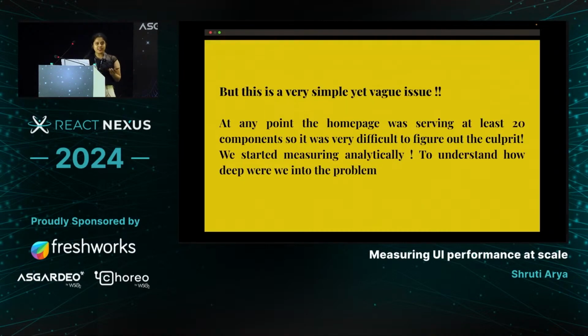So now, the issue was very simple, yet it was very, very vague. At any point, the home page was rendering approx 15 to 20 components, and it was very, very difficult to figure out who was the exact culprit. So which component was actually causing this delay. So we started measuring everything analytically to understand how deep we were into this problem.